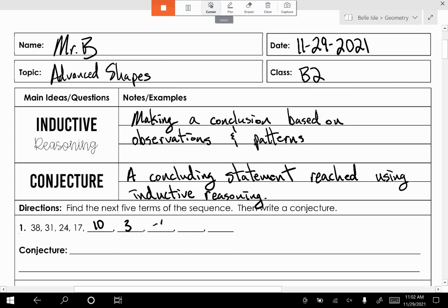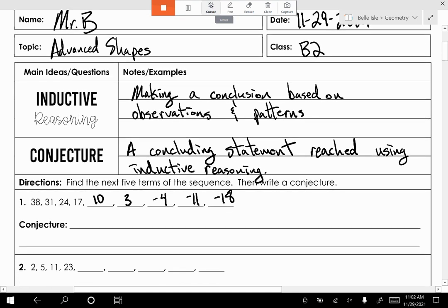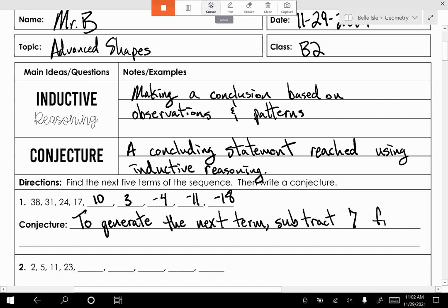3, -4, -11, -18. So conjecture is your concluding statement. Something to the effect of, it wouldn't have to be word for word like this: to generate the next term, you will subtract 7 from the previous term.